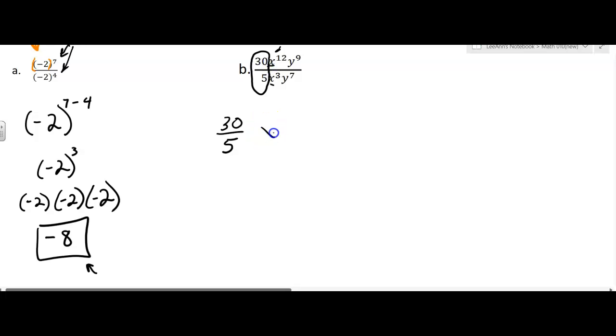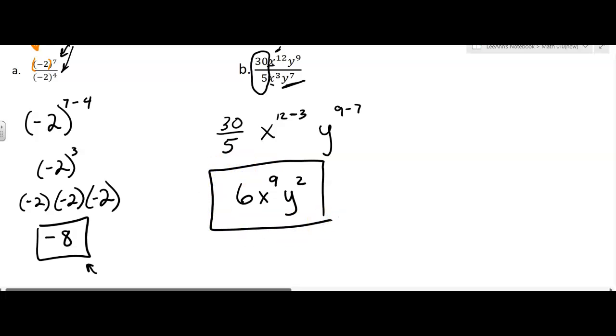So I can say, well, it's x to the 12 minus 3, because the bases are the same there. And then I can look at the last part and say a similar thing. It's going to be y to the 9 minus 7. Okay, so I do my simplifying. 5 goes into 30 six times. x to the 12 minus 3 is 9, and then y to the 2nd. And I'm done. Okay, they're pretty fun.